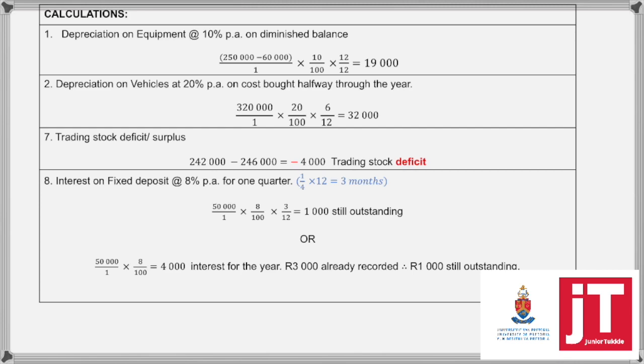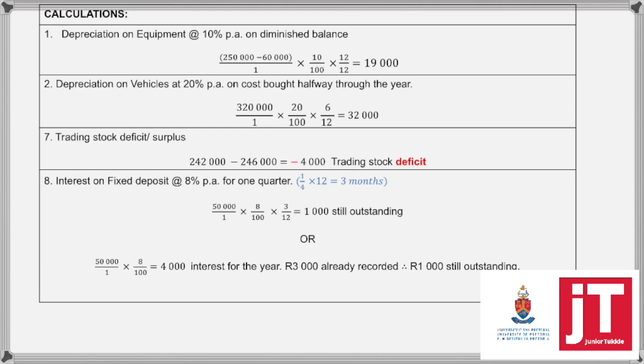Number 7, just to show you how I get the deficit, is you take the 242,000, which was the stock count amount, minus the 246,000, which is your book value in the pre-adjustment trial balance for trading stock, gives us a negative 4,000. That negative 4,000 means that trading stock is a deficit.